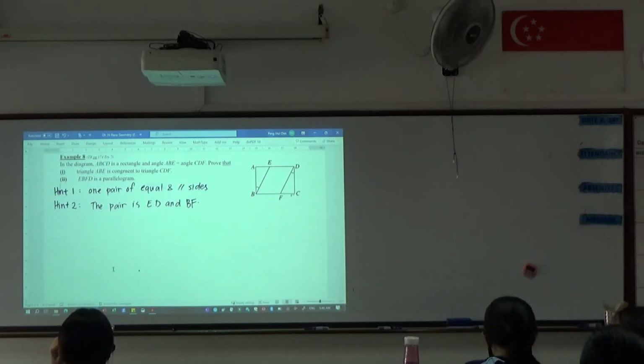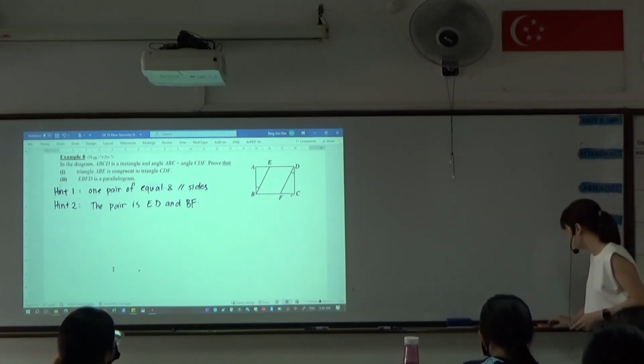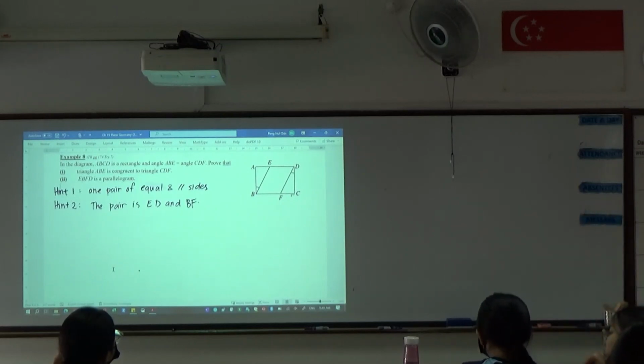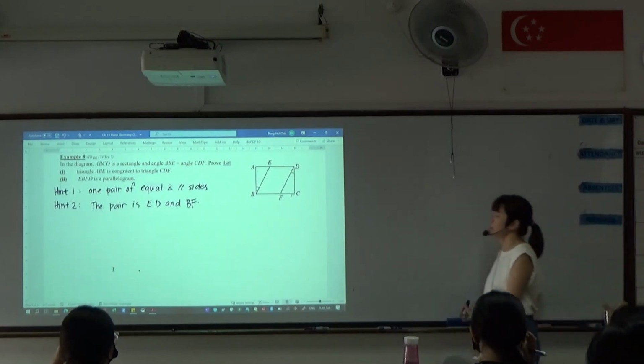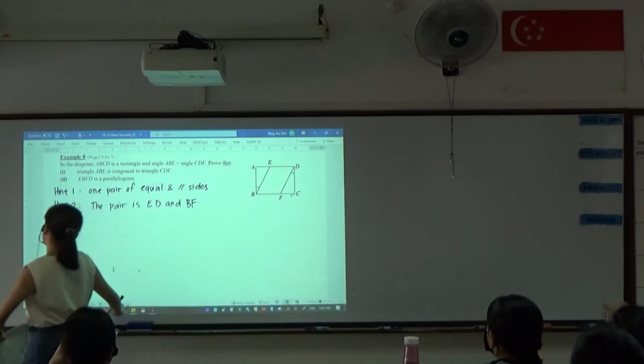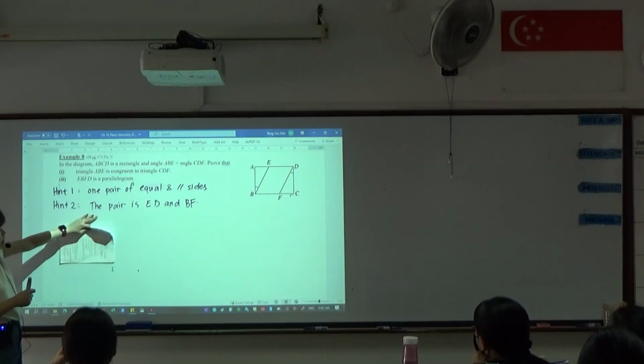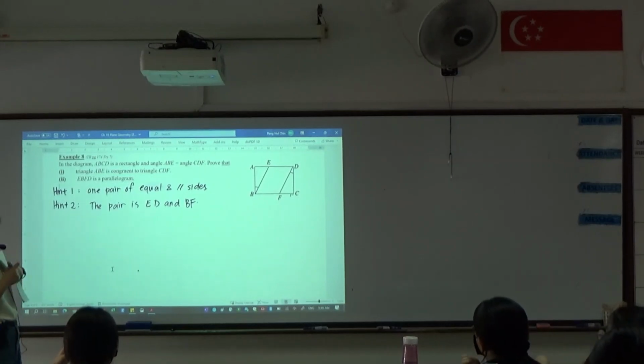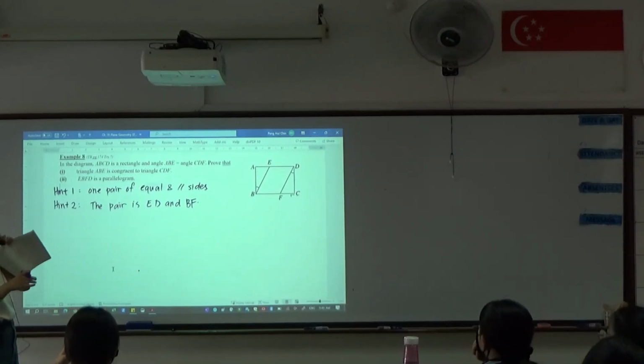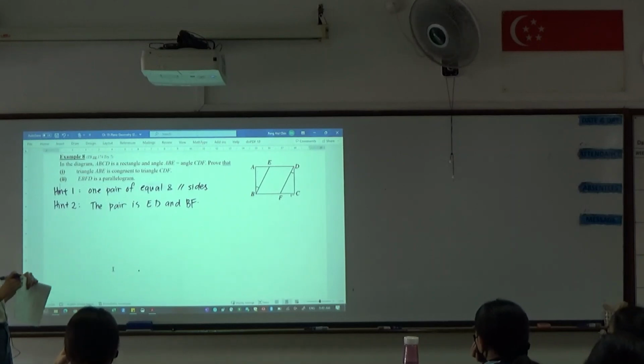Okay, let's go through. Alright, I saw some of your proofs. Some of you, your proof needs a little bit more clarity. So how do we go about proving it? I said that the pair is going to be ED and BF, right? So we need to show that they are equal and also parallel.